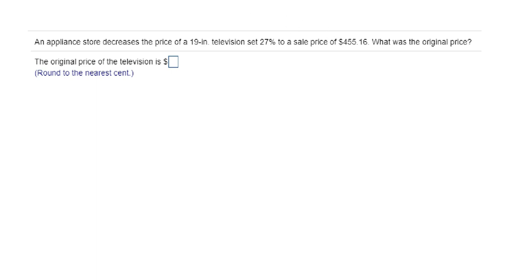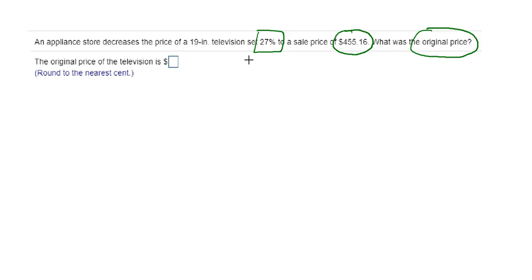So we're being told here the sale price is $455.16. That's how much it's on sale for. We're being asked to work backwards to figure out what the original price of the item was before it went on sale, based on the fact that the sale is 27% discount.